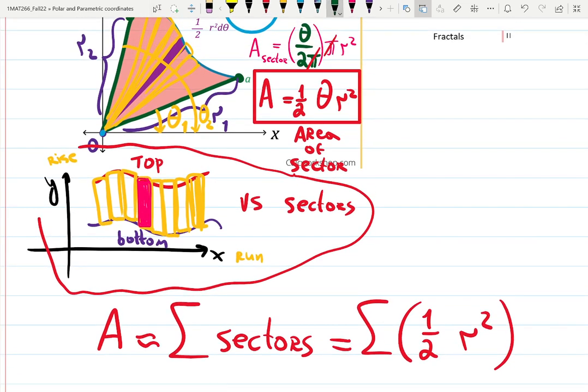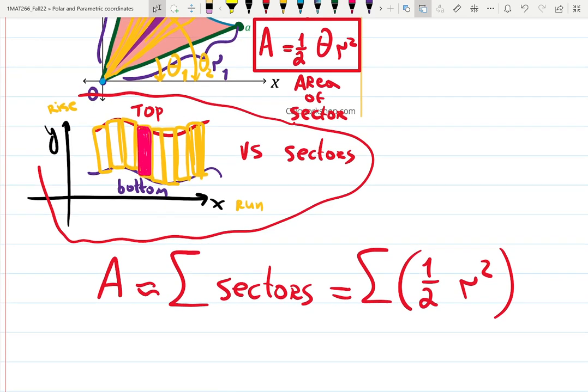The thing is, not only will there be many of them, so let's put i from 1 to n, and we're going to set n to go to infinity, just like we had with the rectangles. But also, we're going to assume that the sectors will have the same angle. Where did my theta go? We're going to use a d theta, or delta theta. They will have the same angle.